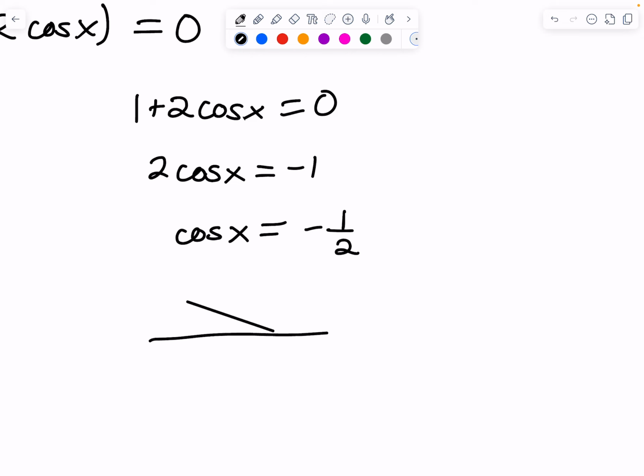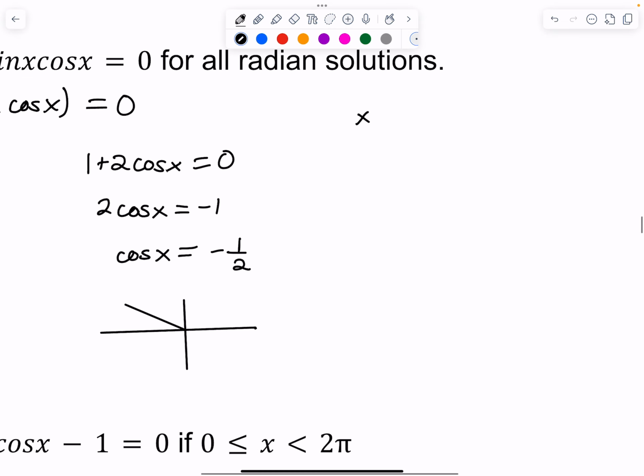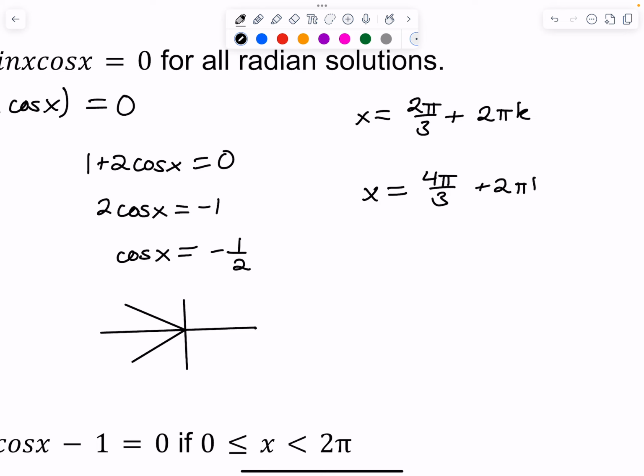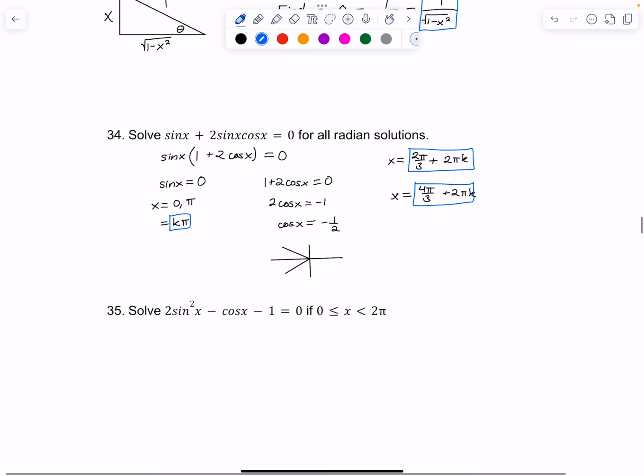Looks like this. And that angle is going to be, I want it in radians, so it's 2 pi over 3. So x is 2 pi over 3, and then we do plus 2 pi k. And then finally, the next one would be 4 pi over 3. It's the same thing, it's just in quadrant 3. And again, I'm going to do plus 2 pi k. So that is an answer, this is an answer, and this is an answer. And that should do it.